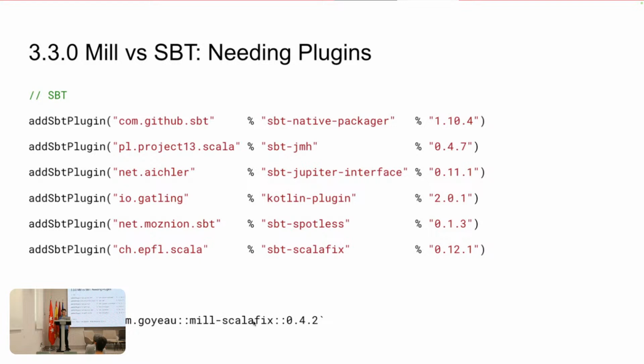For example, this Scalafix functionality is in a plugin by a third party, Joan Goyeau. But things like Kotlin, things like Jupyter, JUnit 5, things like JMH are all built in because everyone needs those. So rather than having this big plugin ecosystem where different people contribute different components, we just built all the common ones into Mill, and it's very easy to integrate things in Mill. So we just did it.